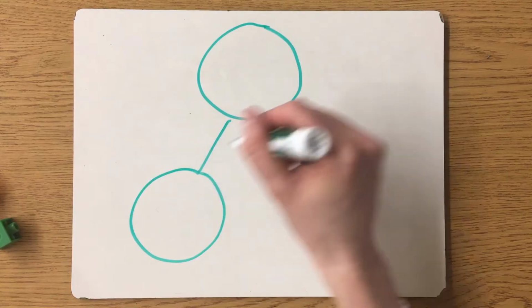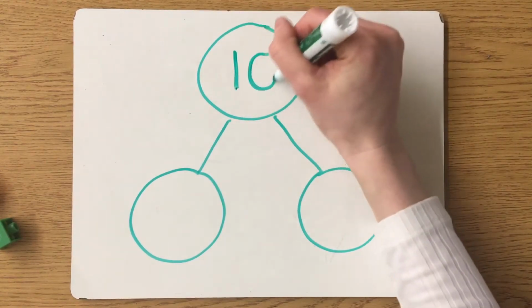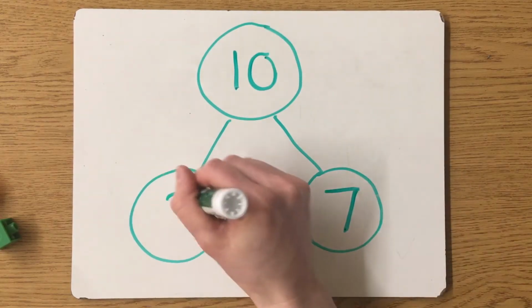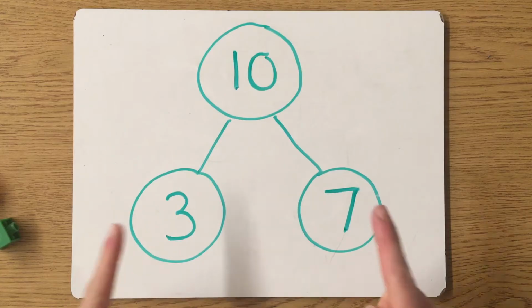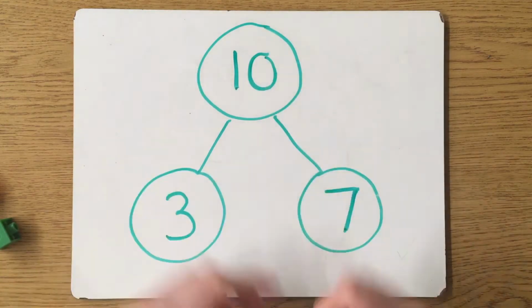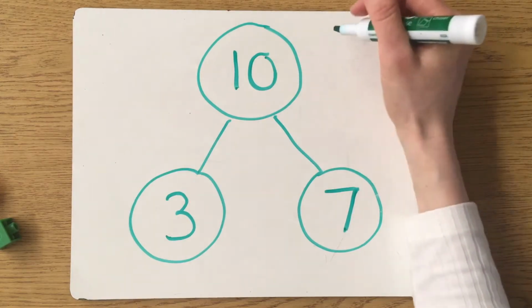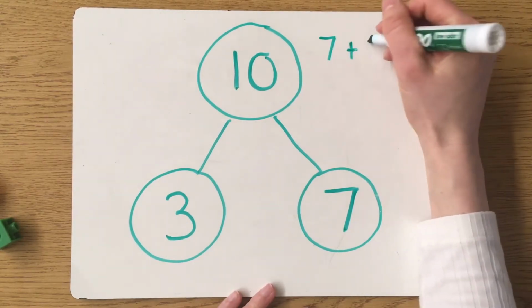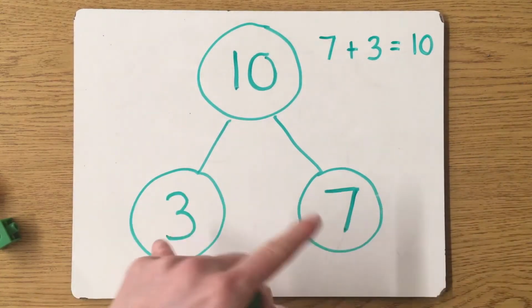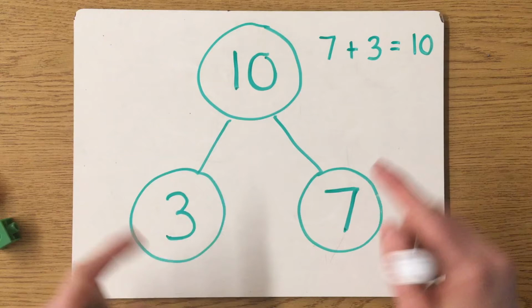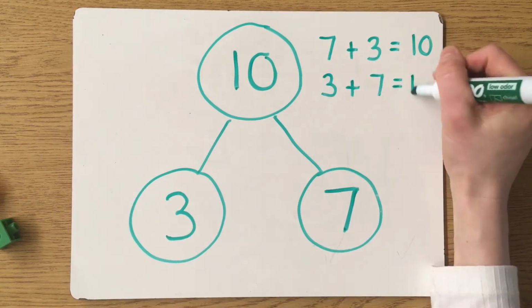Let's create a fact family for the following number bond. This might remind you of friends of 10. These parts go together to make the whole group of 10. We can write the following addition equations. Part plus part equals whole group. Rearrange the addends, switch the parts. Part plus part equals whole group.